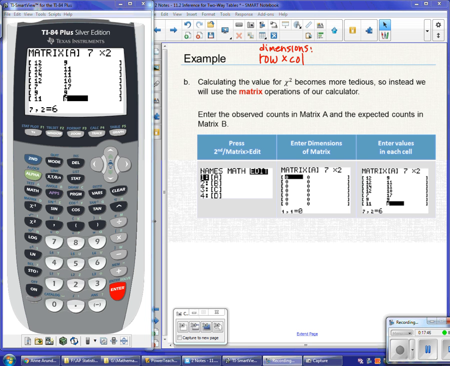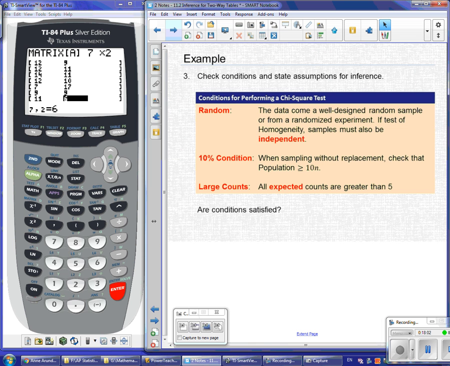Okay, and once you've got everything in there, the nice thing is your calculator will actually compute the expected values for you. So you don't actually have to go through the process that we went through of creating that expected count matrix. So let's go ahead and talk about the conditions that we need for inference. They're really the same conditions that we had for the goodness of fit test as well. You want to make sure that your data comes from either a random sample or a randomized experiment. And also, because with a test of homogeneity we're dealing with 2 samples or more than one population, so 2 or more groups, you must make sure that you include the independence condition.